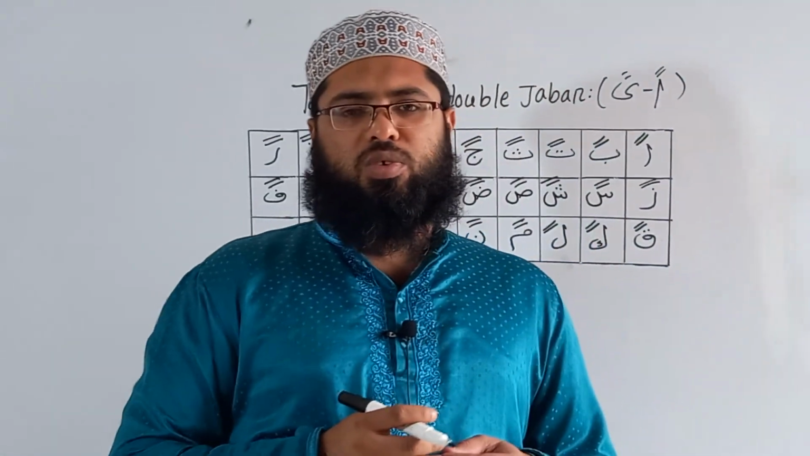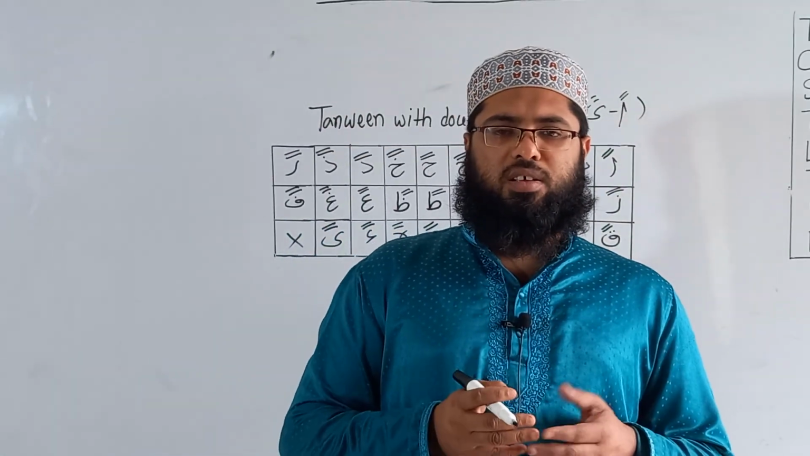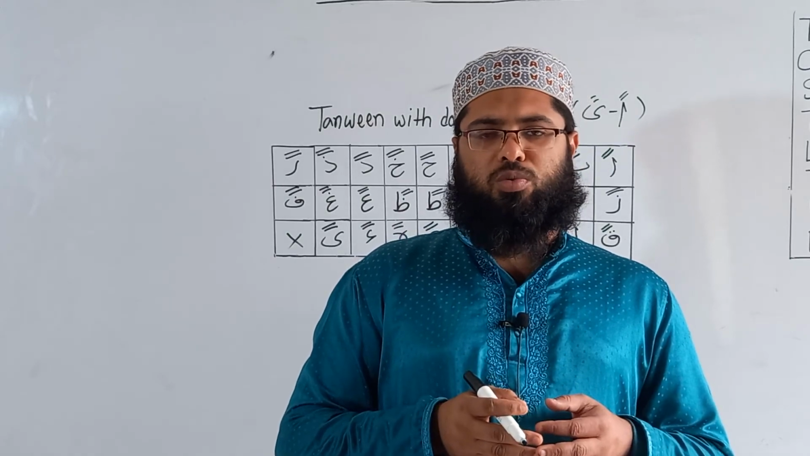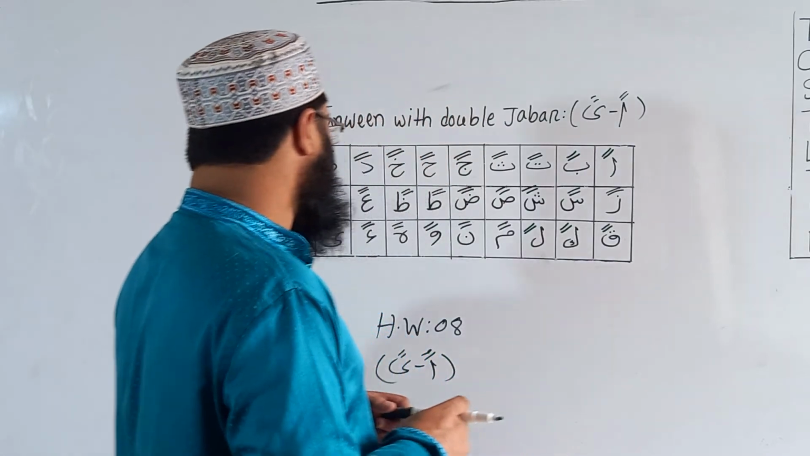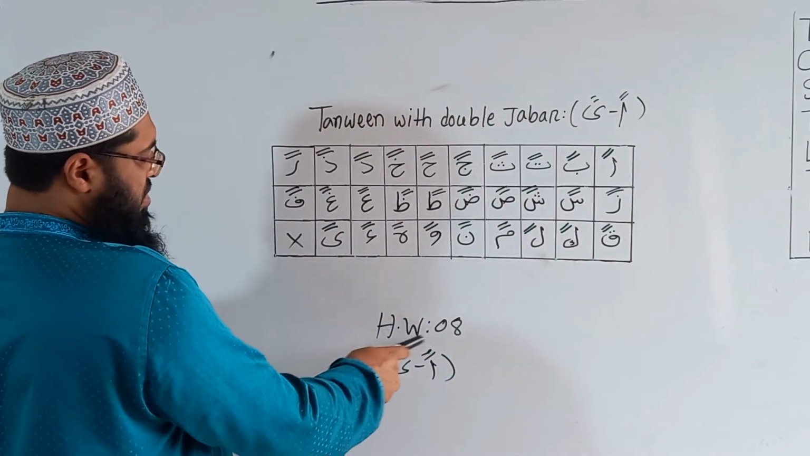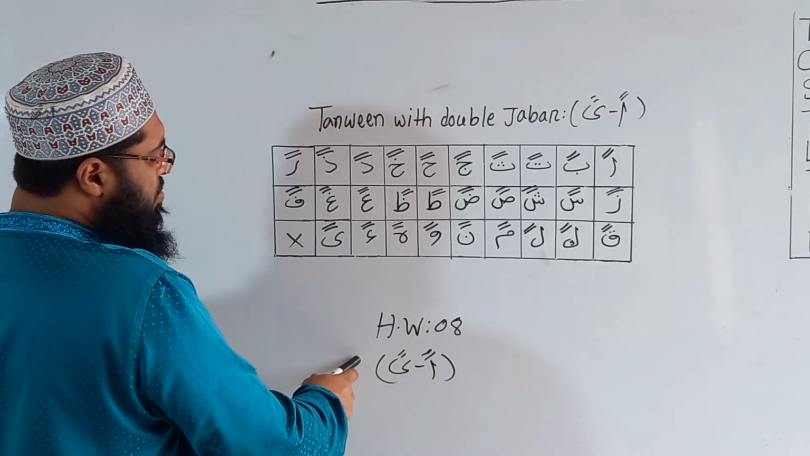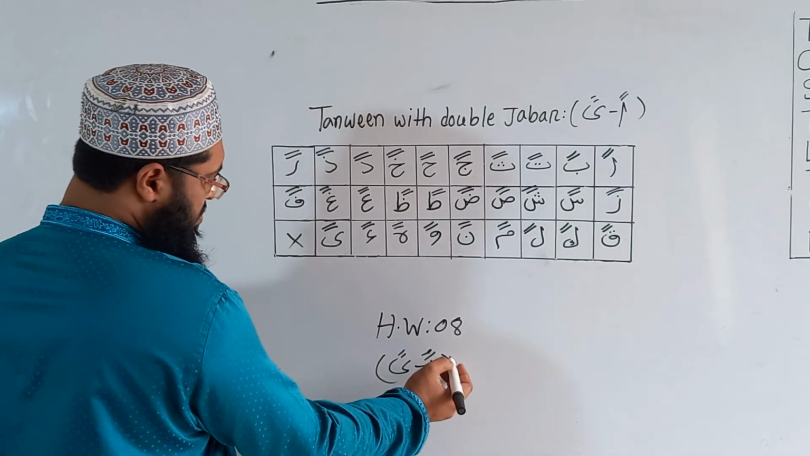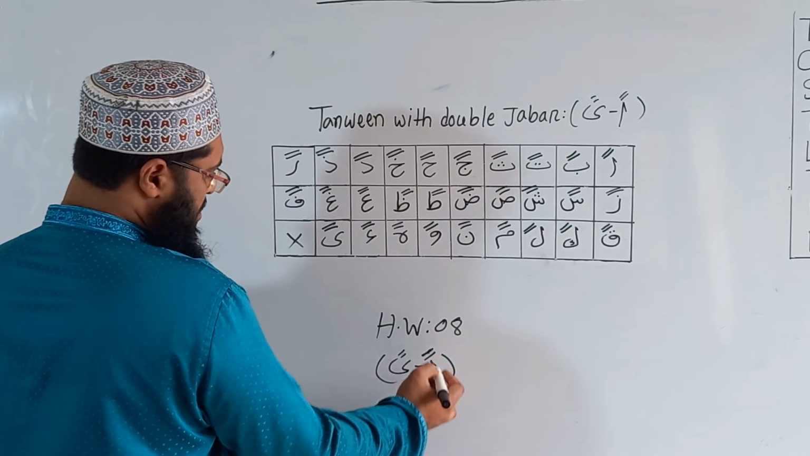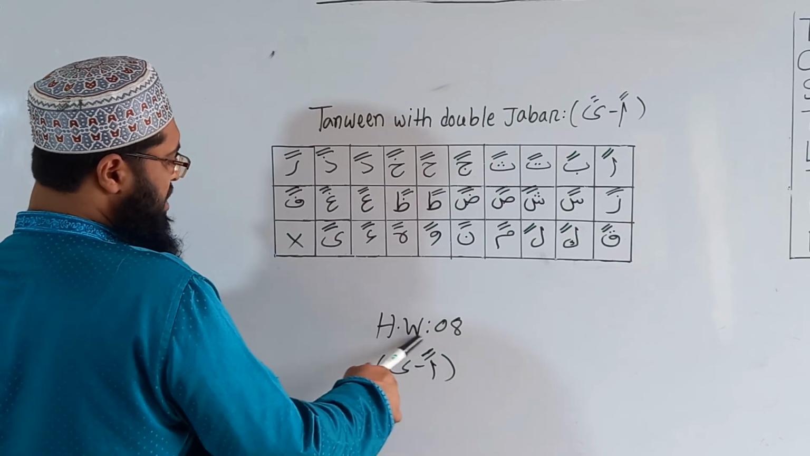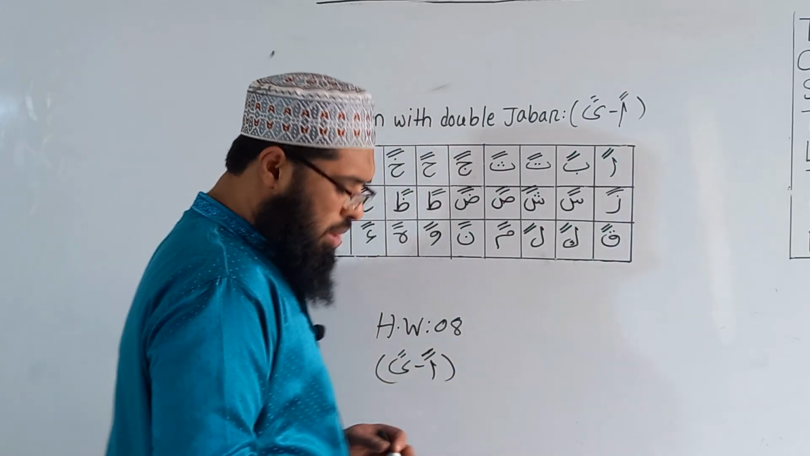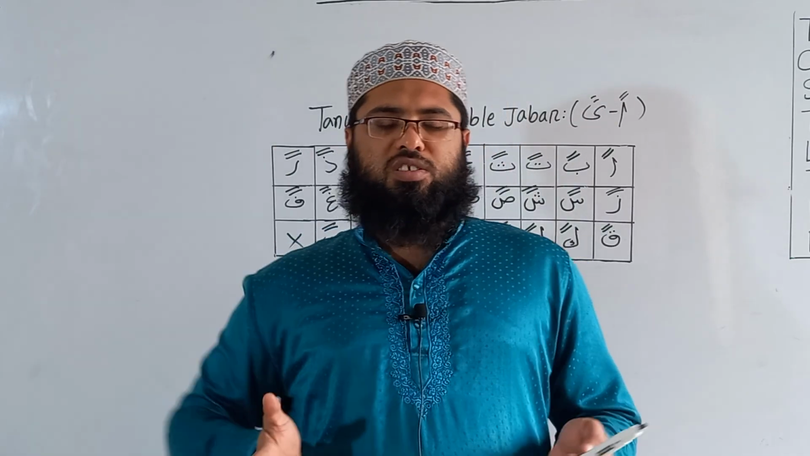Alhamdulillah, my dear students, today we have learned Tanween with double Jabar from Alif to Ya. And you know that today is our SW number 8. You will make SW at your home from Hamza dui Jabar an to Ya dui Jabar yan. SW number 8.